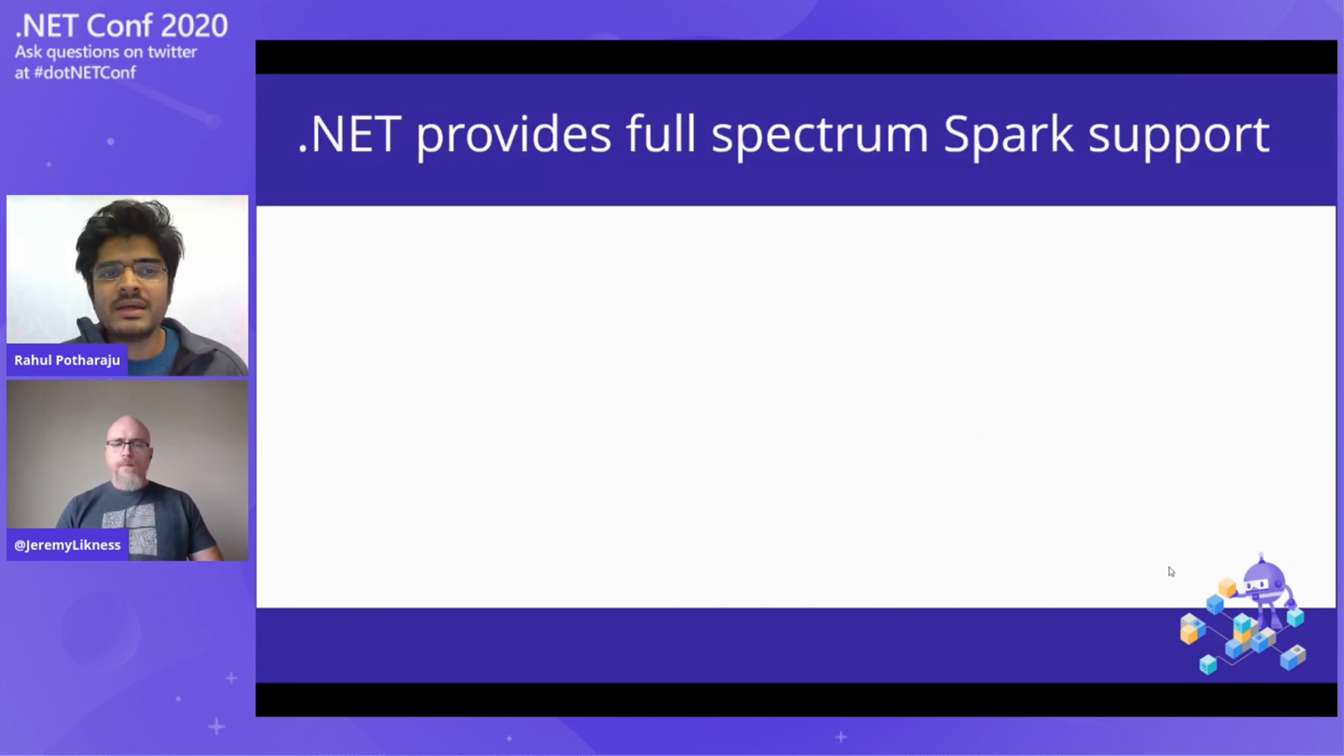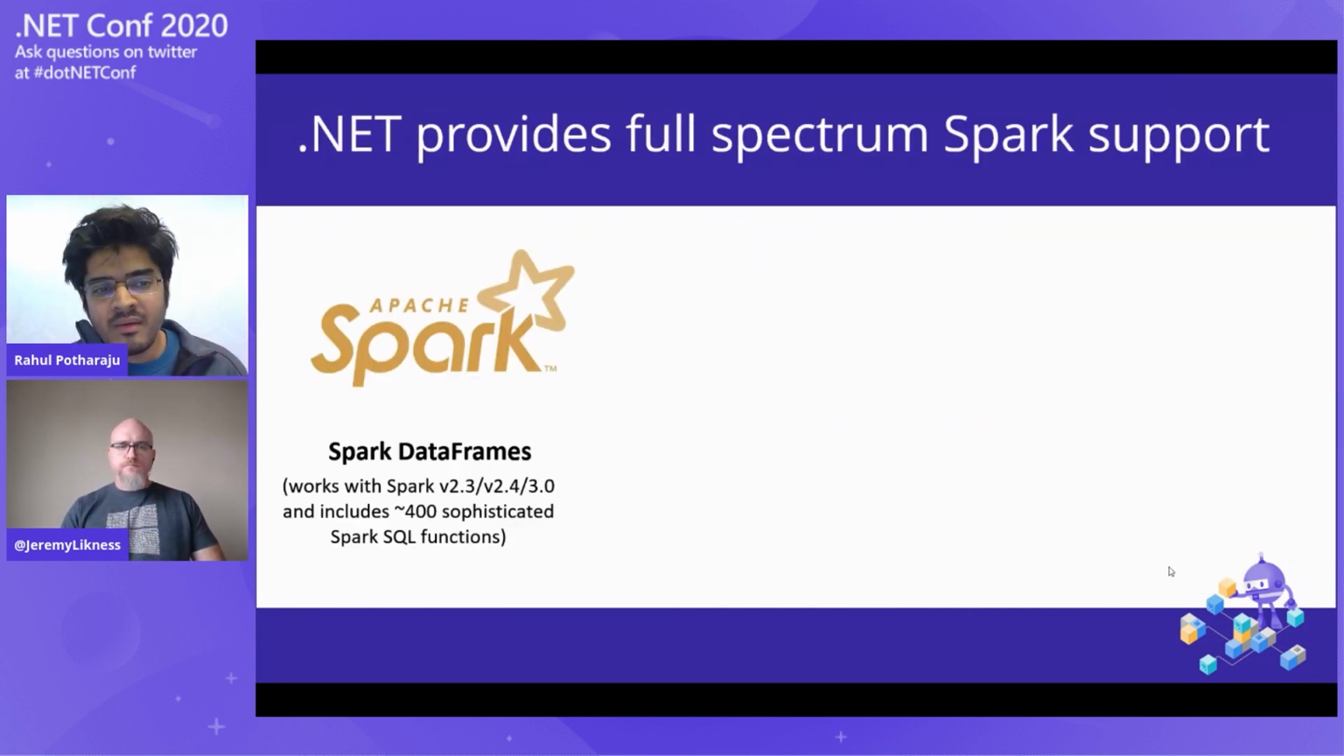So what does .NET for Apache Spark provide you with? Well, it provides first-class support, and I really mean first-class, and I'll show you with some examples to convince you that it's really first-class. It provides support for Spark data frames, which give you the full power to leverage the underlying Spark optimizer without having to worry about manually optimizing code by hand. It works seamlessly with the major versions of Spark that are in production in many companies: Spark 2.3, 2.4, and 3.0.